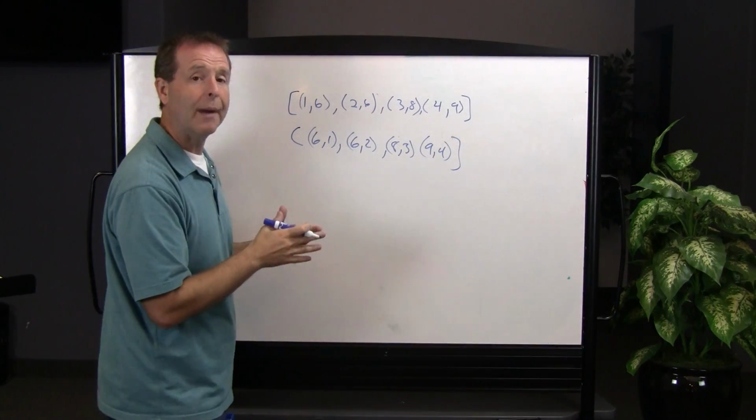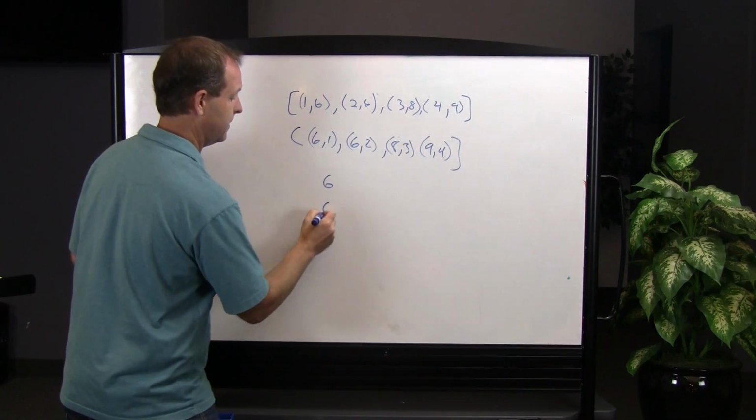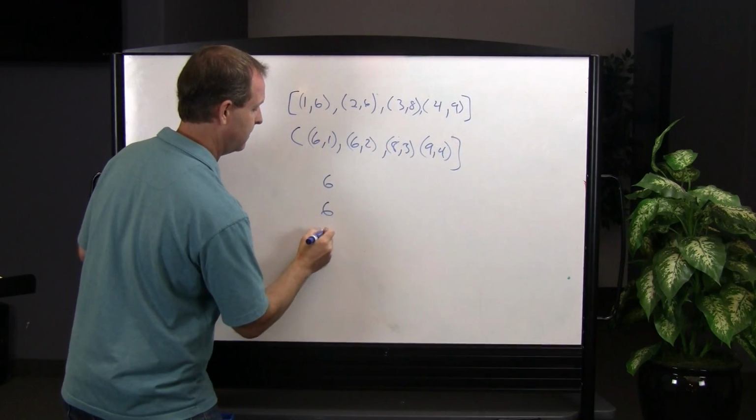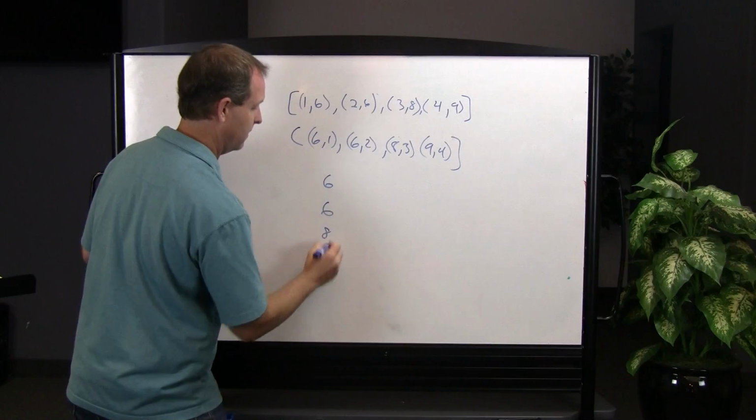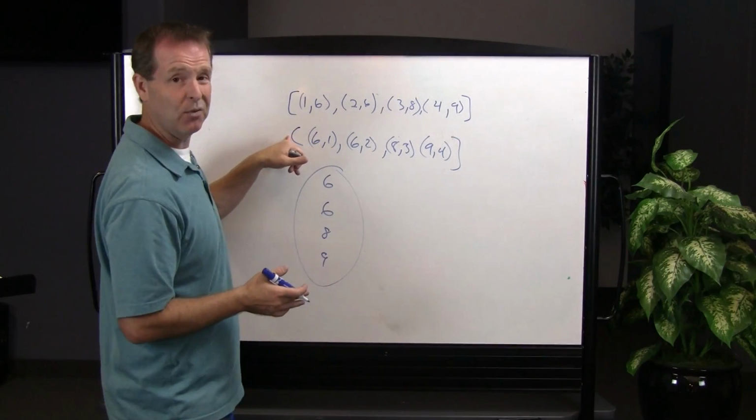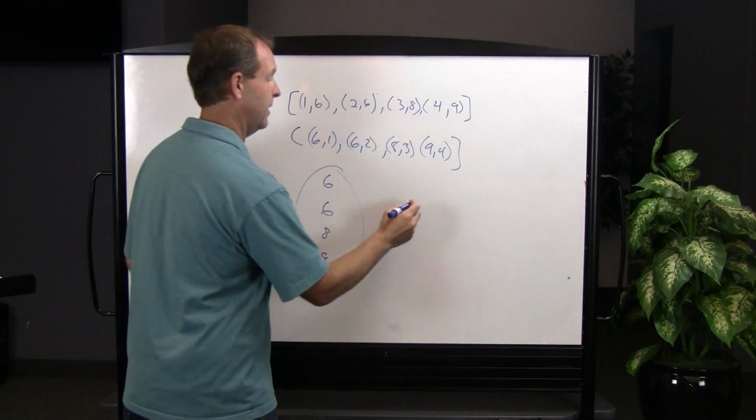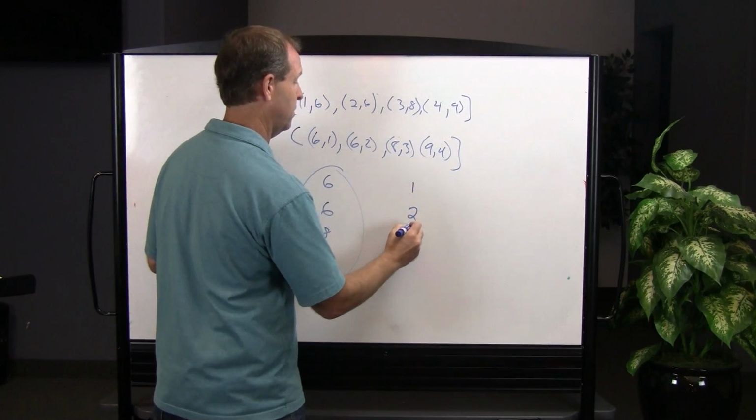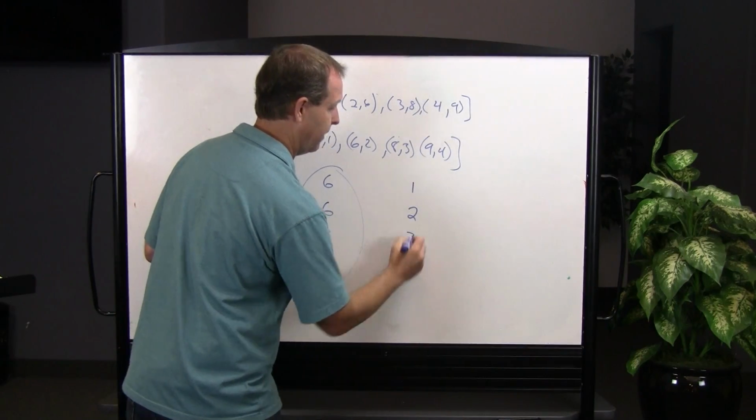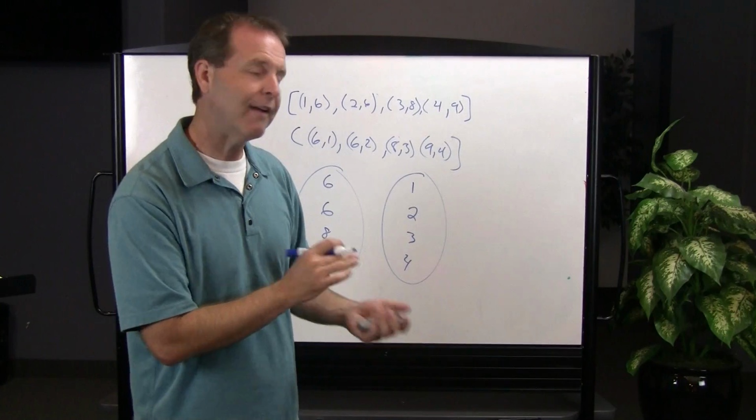If I look at all my domain, or my x values, I have a 6, 6, 8, and a 9. All of those represent my x values in this second relation, and I'm going to look at all my y values that correspond to that. I have a 1, a 2, a 3, and a 4. All those values are my range, or my y values.